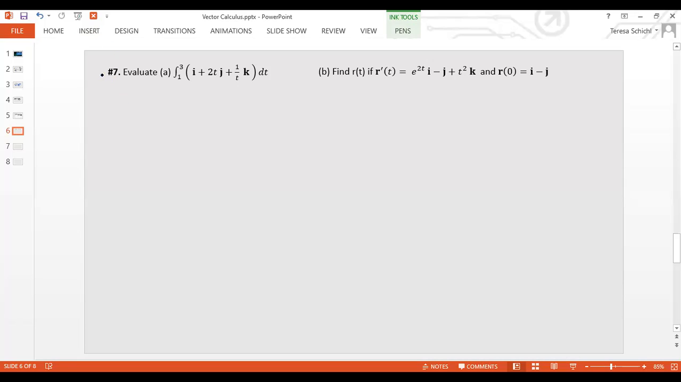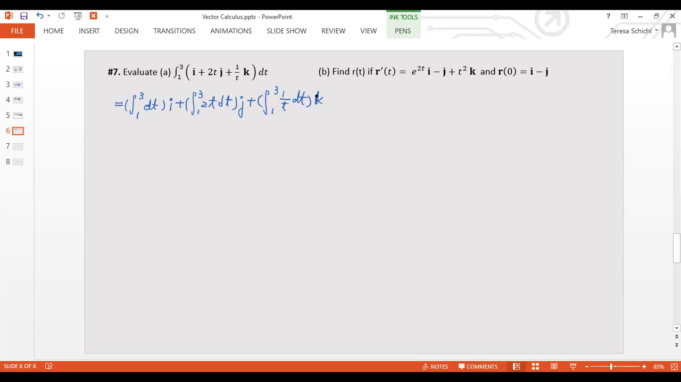So for the first ones here, you really can just break this up. Here is the integral from 1 to 3. So what is here? It's dt, then your component is i. Then plus the integral from 1 to 3 of 2t dt, and that's the component j. Then plus the integral from 1 to 3 of 1 over t dt. Then what is the component?